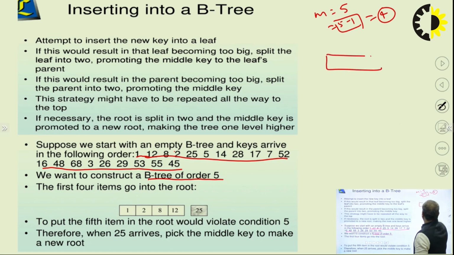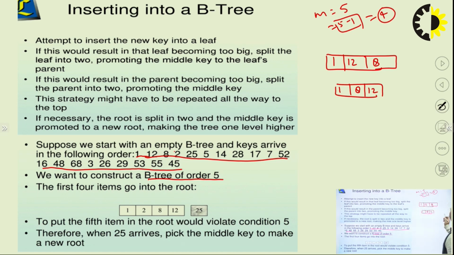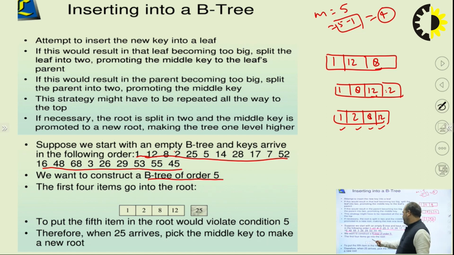So in this way, a root node 1, then we could have 12, then third is 8, we can put it here. Now every node will have key values always in increasing order. So it will be like 1, 8 and 12. How many further elements can be inserted? One more, because in a B tree of order 5, every node will have a maximum of 4 key values. So next we can insert 2, but it should be in increasing order. So the root will have 1, 2, 8 and 12. So the first 4 items go into this node.